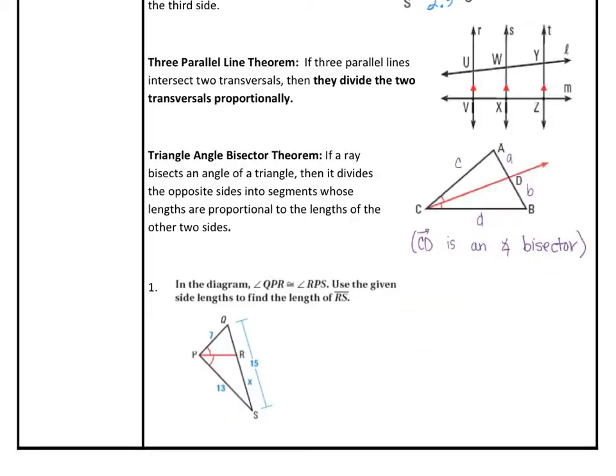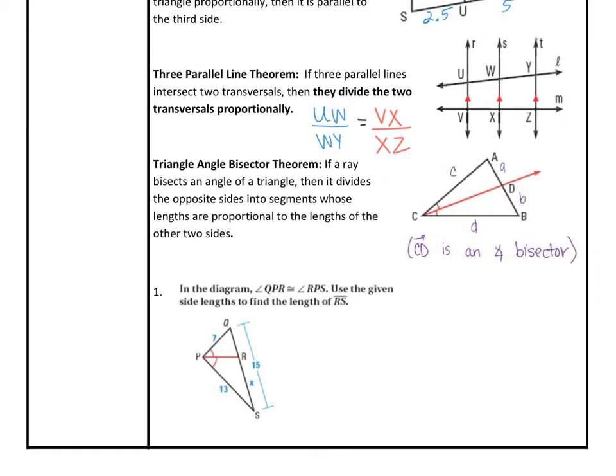Moving on to now 3 parallel lines. So if you've got 3 parallel lines intersecting 2 transversals, then it still divides the 2 transversals proportionally. So let's write some statements to help us out. I'm going to write UW over WY. That's equal to VX over XZ. So we've got obviously the 2 sections that are across from each other.